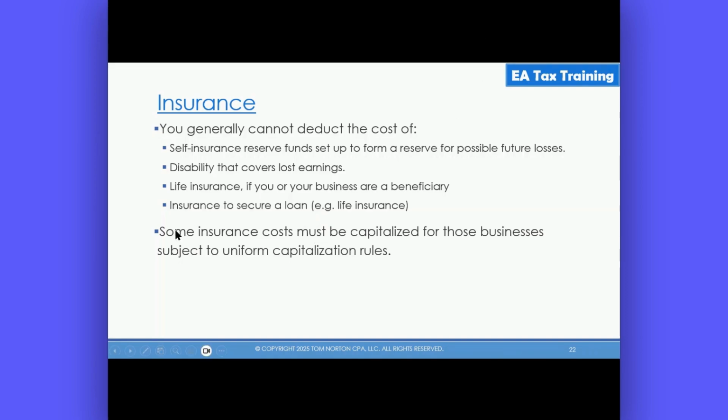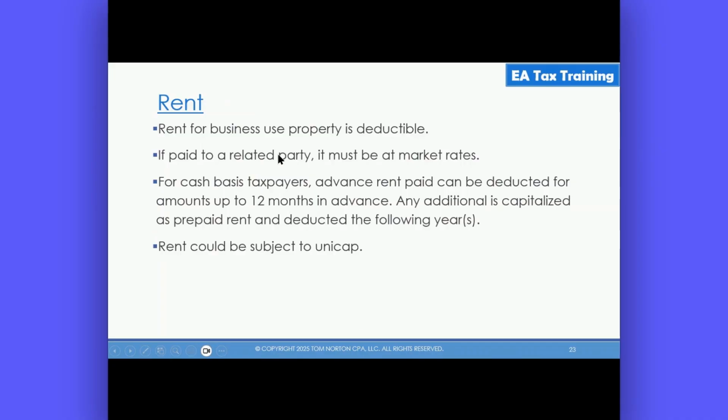And then here's the reminder that some insurance costs must be capitalized for those businesses who are subject to UNICAP. Rent. So, rent for business use property is deductible. If it's paid to a related party, it must be at market rates.